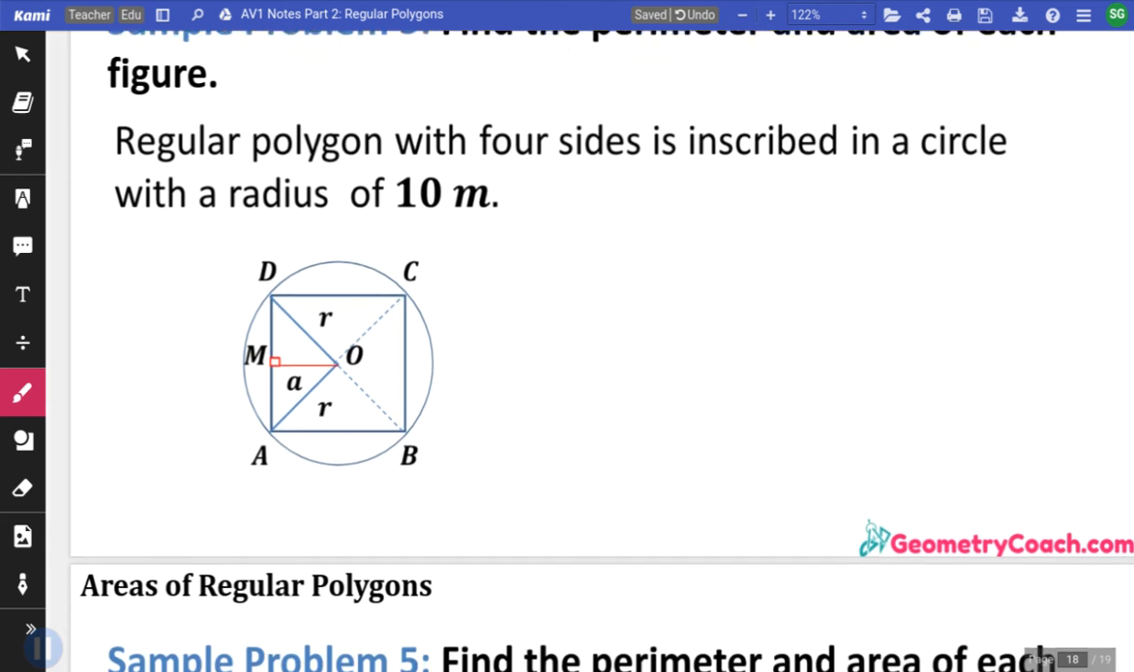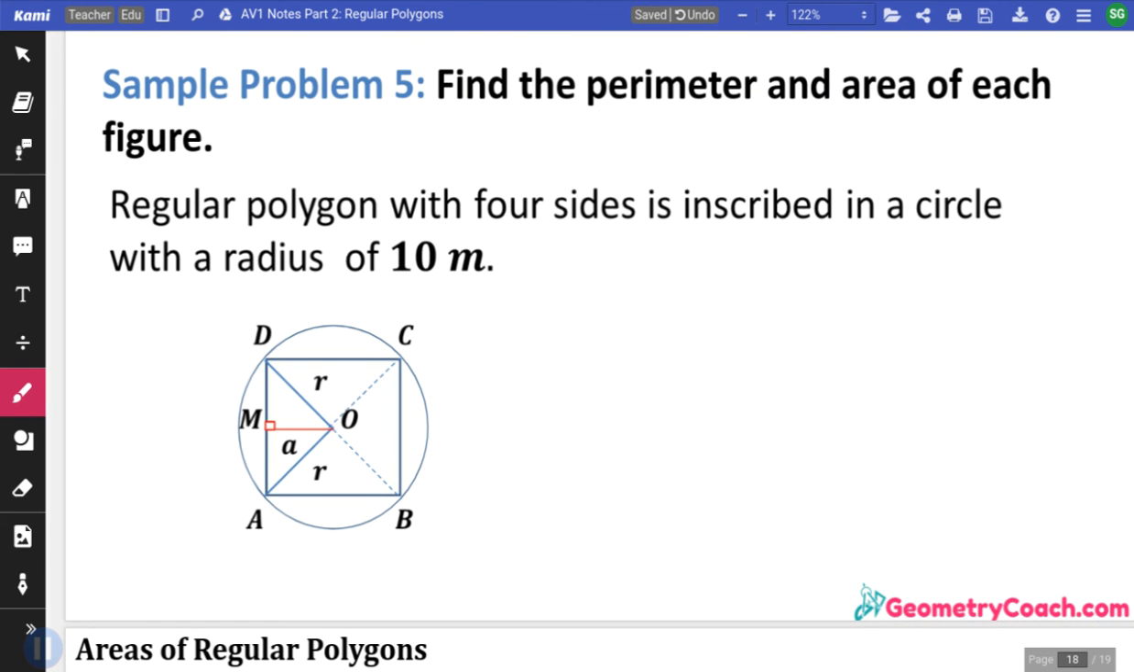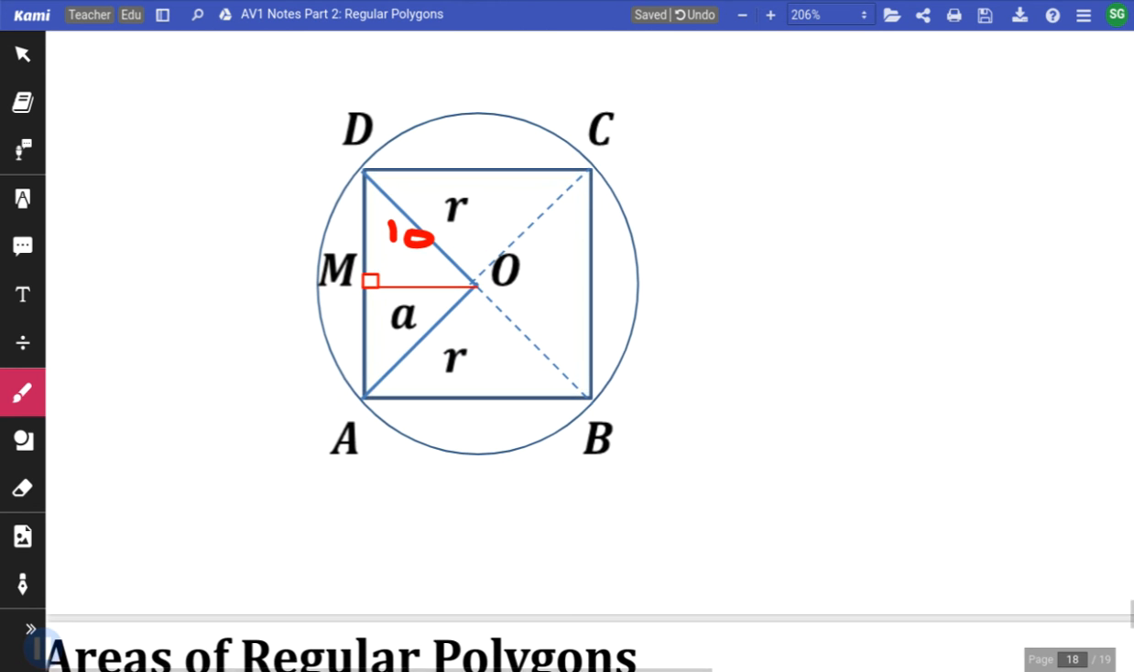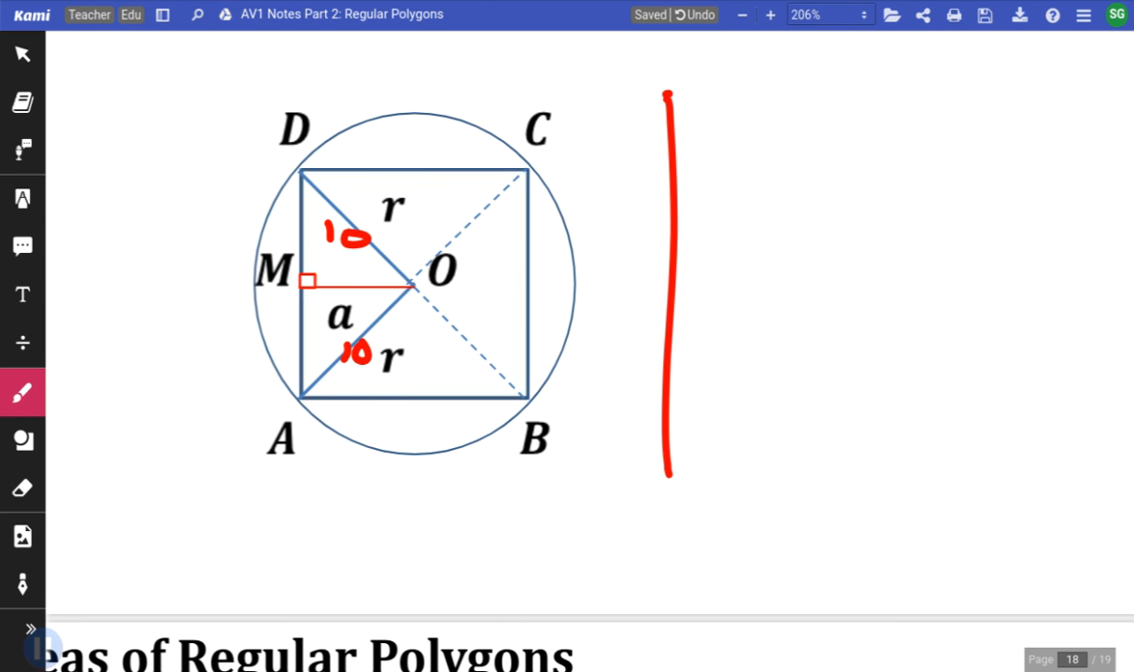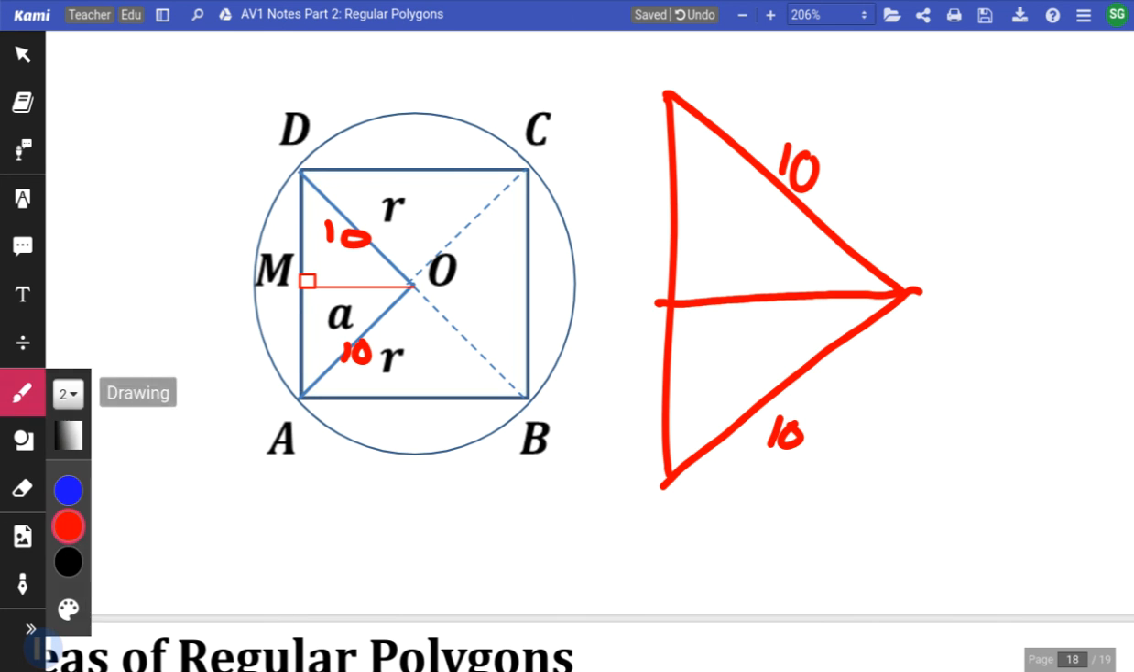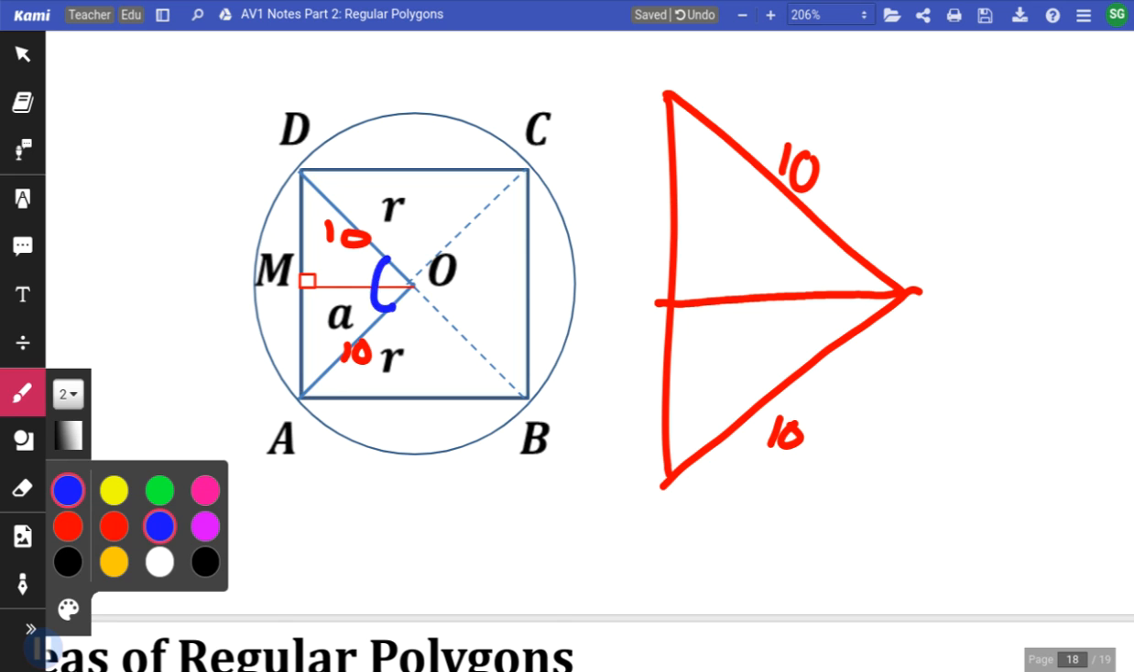All right, last one. Regular polygon with 4 sides, so a square, inscribed in a circle with a radius of 10. Okay, so we know that these radii are both 10. That's all we know. So I'm going to blow up the triangle that we've got some information on. 10, 10. Okay. What is our central angle?